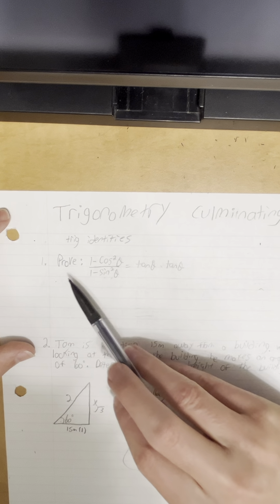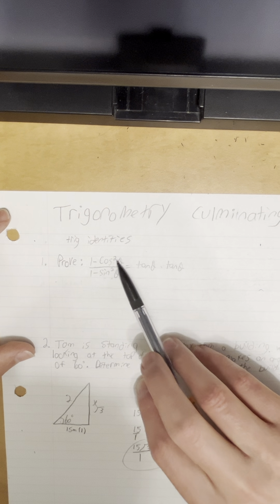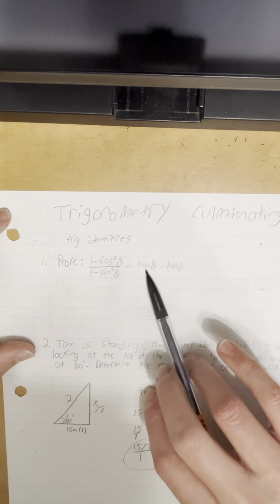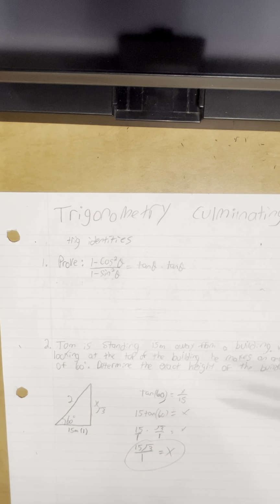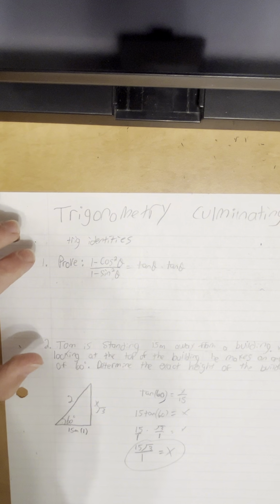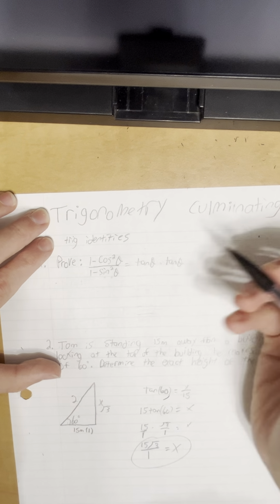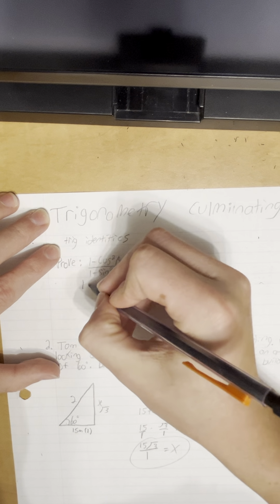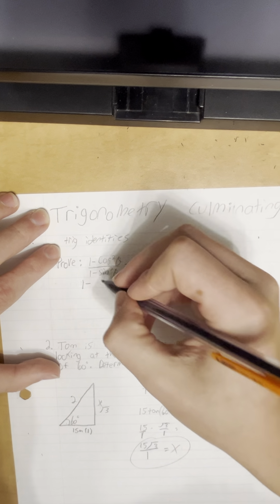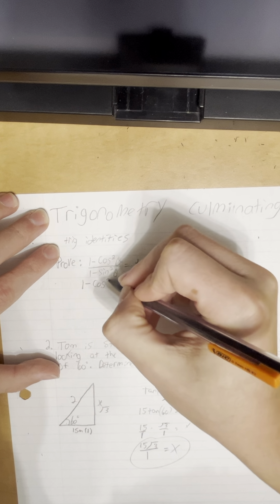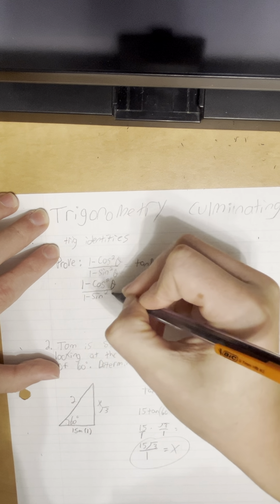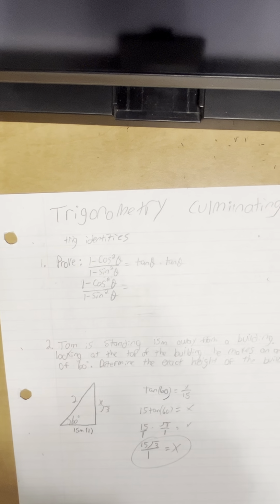Prove (1 minus cos squared theta) over (1 minus sine squared theta) equals tan theta times tan theta. So we're going to work on the right side first because it's easier in my opinion. So we're going to leave this side first and then work on this side.